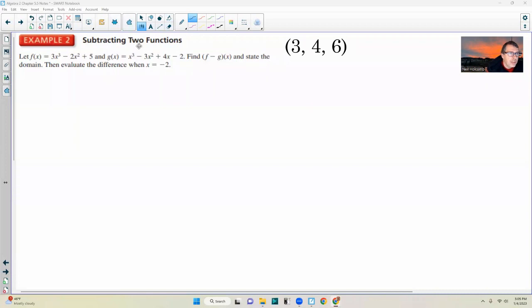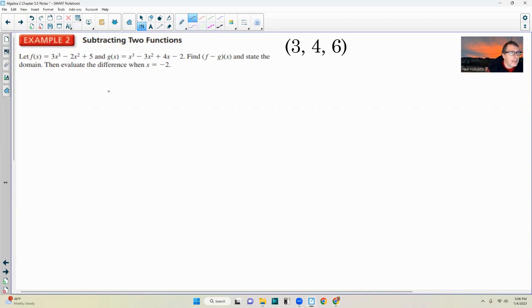Okay, example 2 is subtracting two functions. So let f of x equal 3x cubed minus 2x squared plus 5, a cubic, and g of x equals x cubed minus 3x squared plus 4x minus 2, another cubic. So we're going to find f minus g of x, and then state the domain, and then evaluate the difference when x equals negative 2. Okie dokie, so here we go.